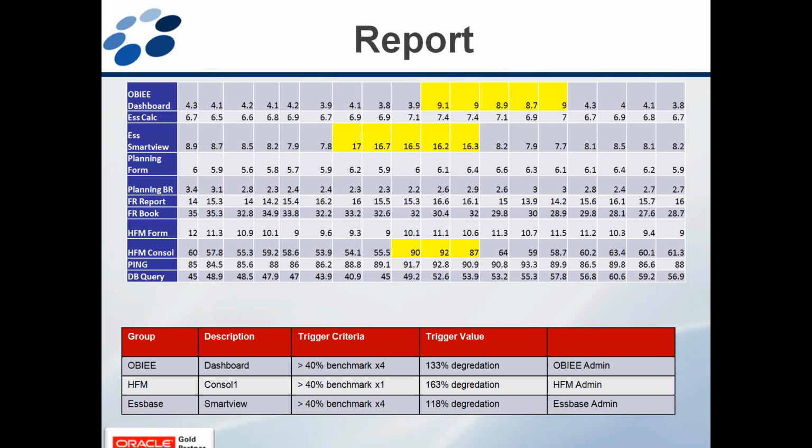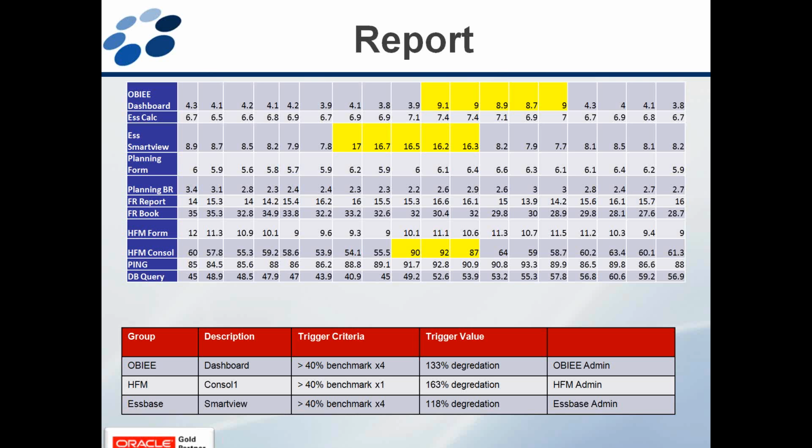So really quickly, for an OBIE dashboard, we said we're going to run this test, and if it's greater than 40% of our benchmark 4 times in a row, then boom, we're going to trigger. And you can see the data in the top row. Our benchmark was around 4 seconds, and we had 9 seconds, 9.19, 8.9, 8.7. So it was 4 times in a row greater than 40%. Boom, we're going to trigger. There's a problem here, something that needs to be investigated.